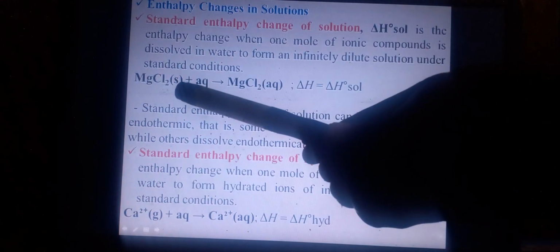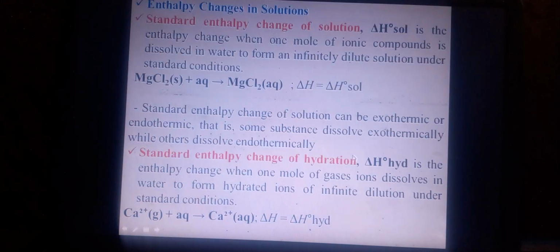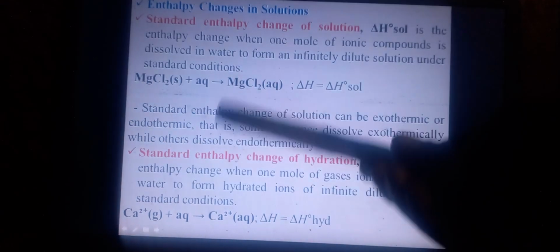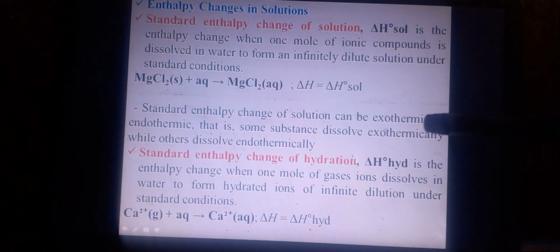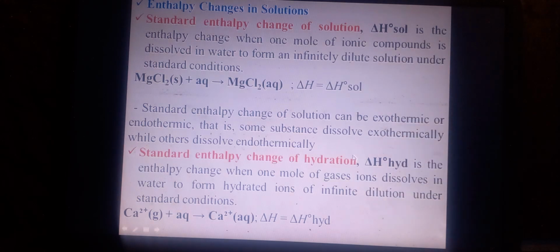So when you dissolve 1 mole of magnesium chloride, a certain amount of heat will be involved. So standard enthalpy change of solution can be exothermic or endothermic. When you dissolve some substances, heat is normally evolved, like sodium hydroxide, which is an example of a substance which can evolve heat. Some ionic compounds can also evolve heat, while others involve absorption of heat from the surroundings.